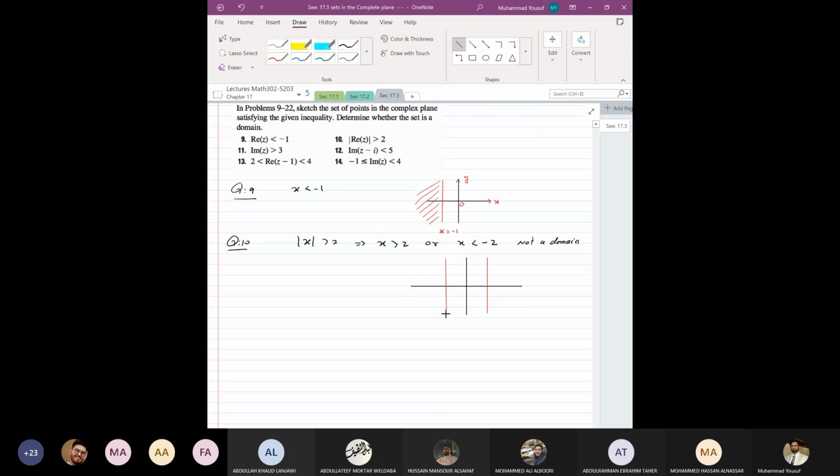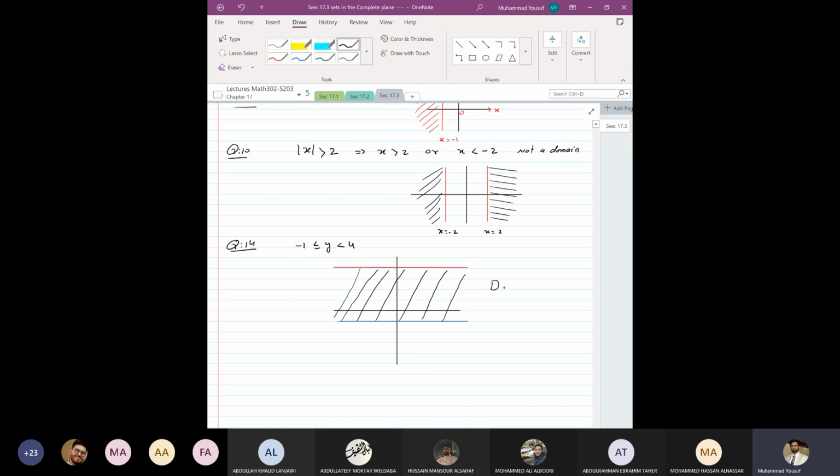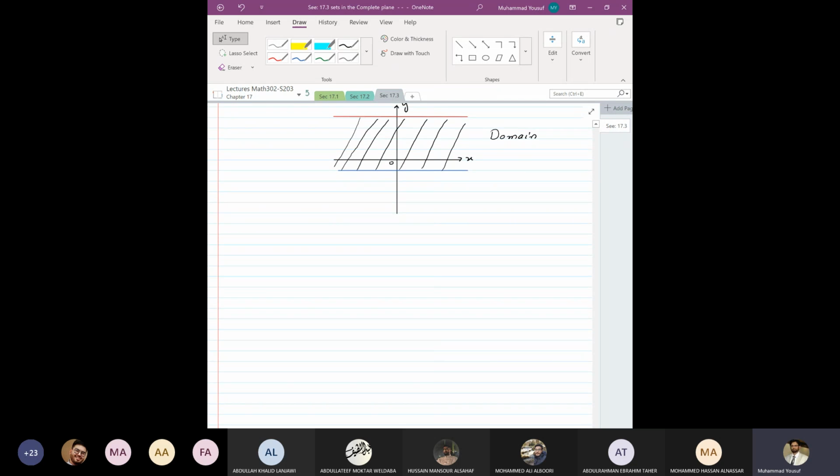The lower one is included, but the upper one is not included. So some points on the boundary are included, some points on the boundary are not included. It is a domain because it is a connected region. It is a connected horizontal strip. So this is the origin, real axis and imaginary axis. Now it is time for me to stop. And if you have any questions, I'm here to answer.